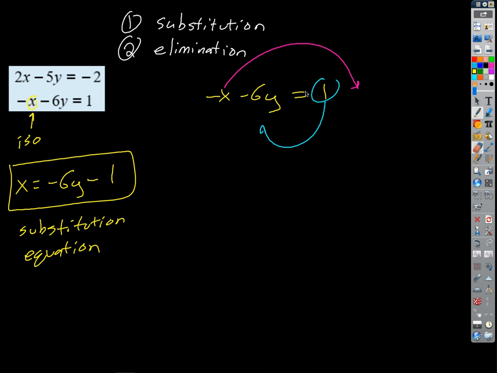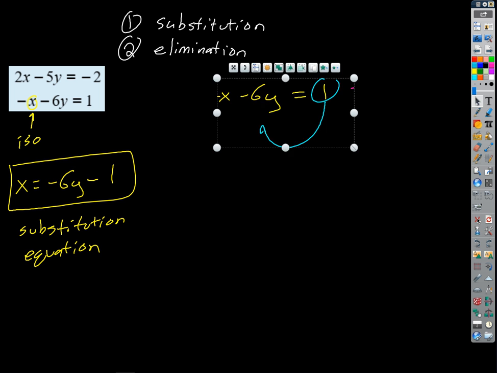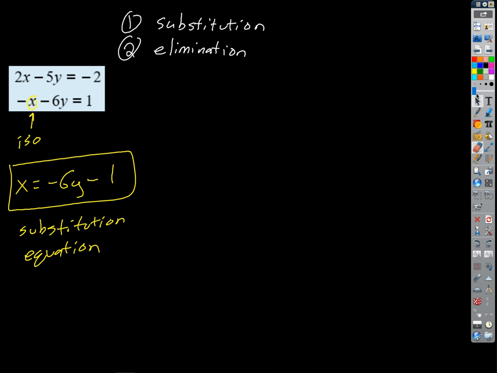Okay, now what? So we've got our substitution equation. We found that from the second equation, right? We isolated x in the second equation. So what do we do with the substitution equation then? Plug it back into which equation? The top one, the other one, right? Whichever one we use to isolate x, we're going to plug it into the other one.